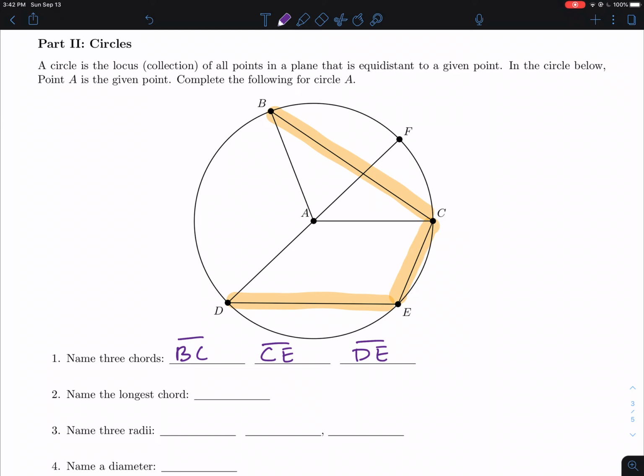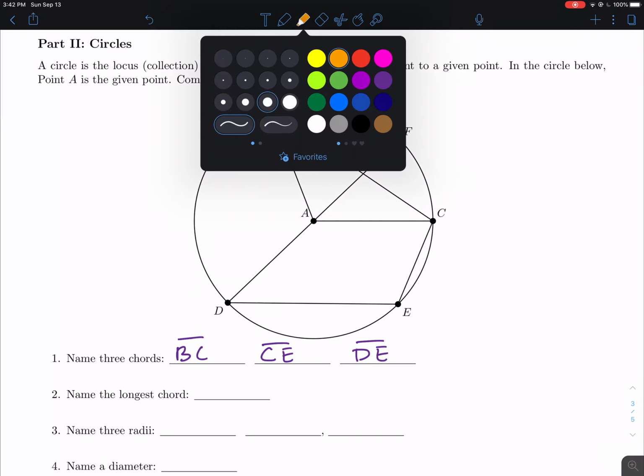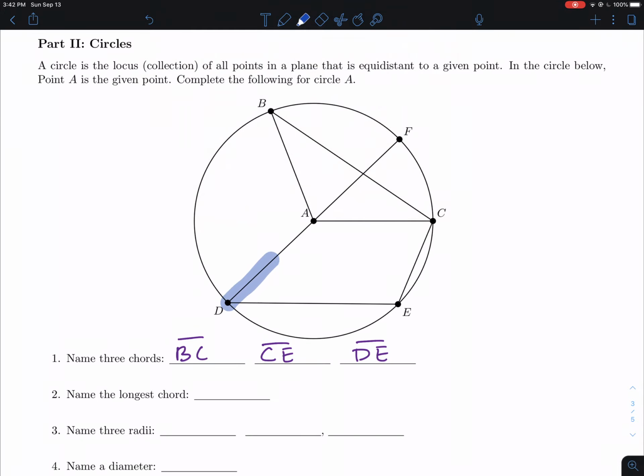Some of these may have lots of right answers. Just because I wrote down one doesn't mean it's the only right answer. Keep that in mind. Now it wants us to name the longest chord. The longest chord is always going to be the diameter. We're looking for a chord that goes through the center. In this case, DF is a chord that goes through the center, so it's our longest chord, or our diameter. Keep both of those in mind.